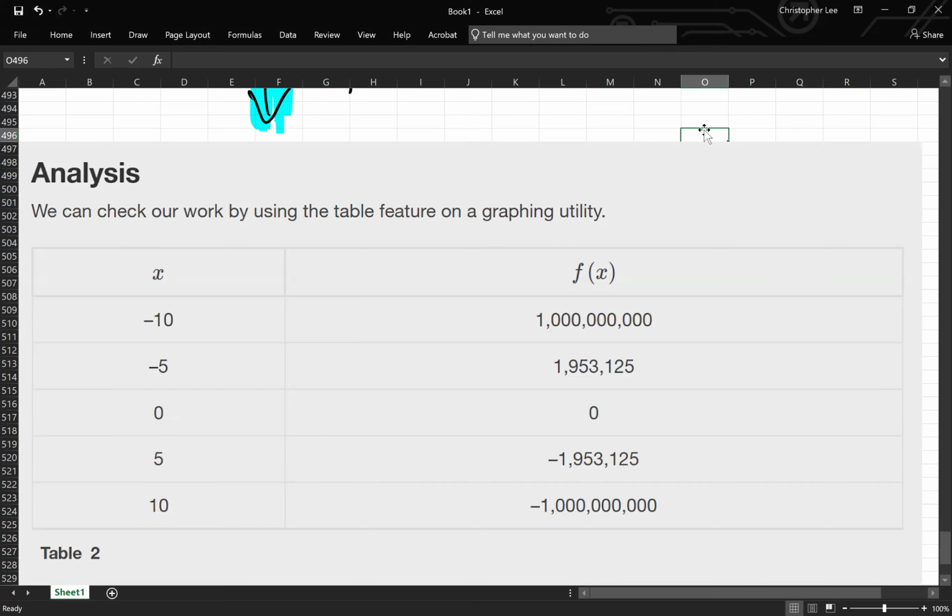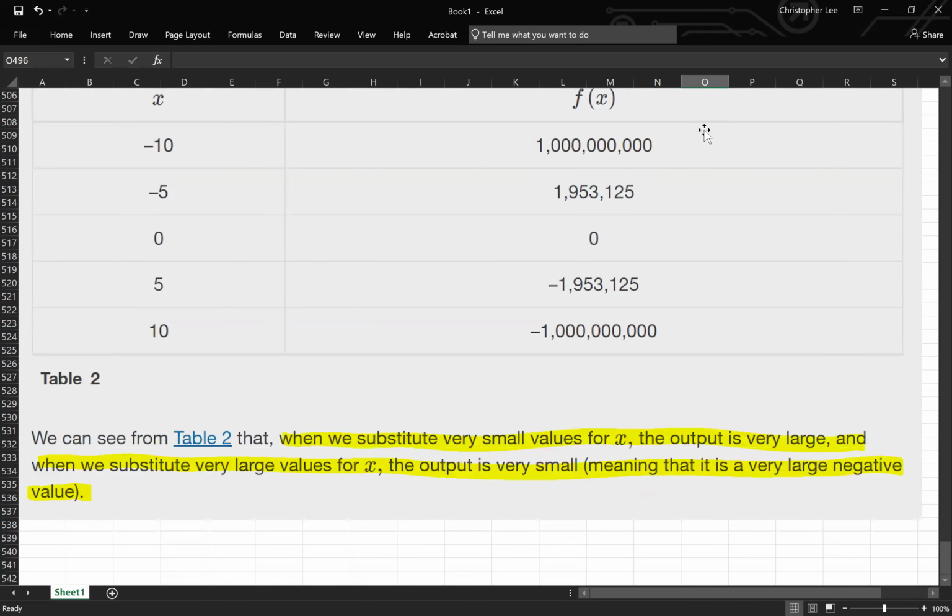All right, analysis. So we can check our work by using a table feature on a graphing calculator. So this part you could do in a graphing calculator. You can get the table of values for the x and for the f of x. So we can see from table 2 that when we substitute very small numbers for x, the output is very large. And when we substitute very large values for x, the output is very small, meaning that it is a very large negative value. Okay.